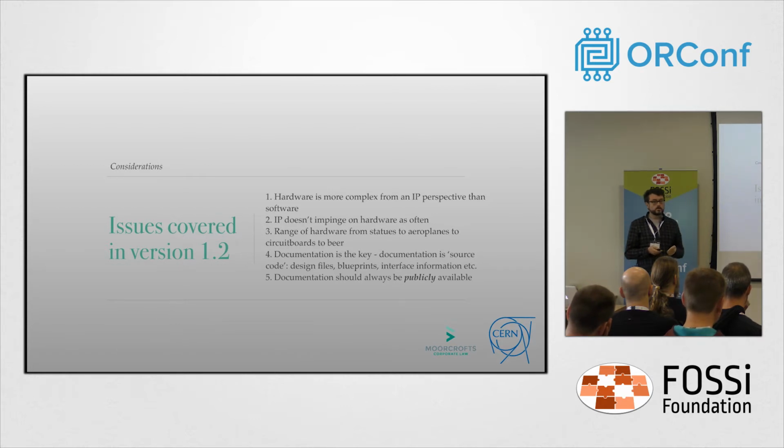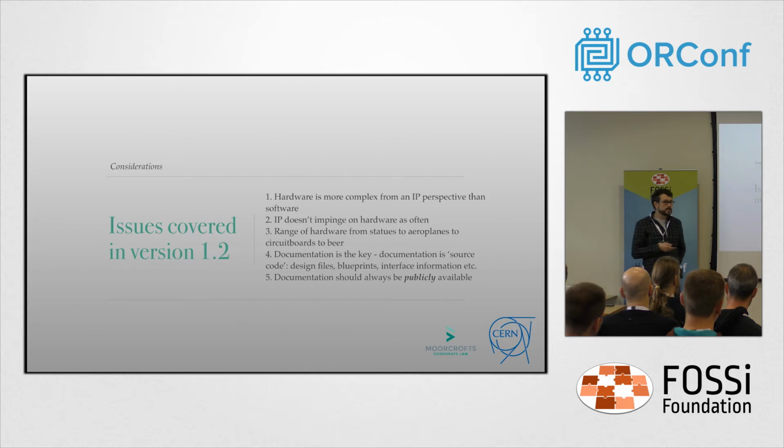But version 1.2 was really centered on looking at hardware in terms of electronic circuitry before we get into the details of things like FPGAs. So the way that it works is by using the documentation as the key to the license. So the documentation, if you're thinking about it in software terms, is basically the source code. It's the design documentation. It's everything that you need to create the design.